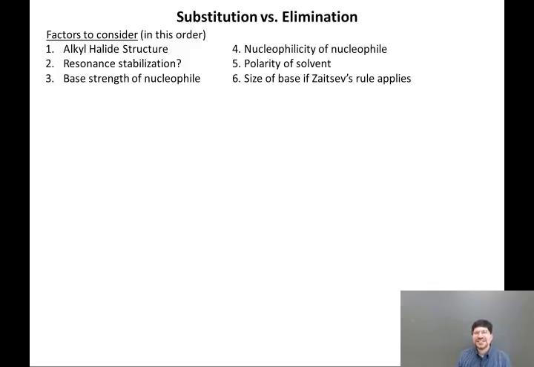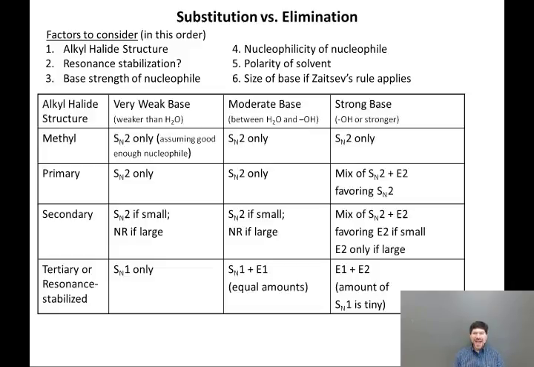So looking at this list of factors, you will basically see most of the last set of lessons all coming together in one problem type. So now I'm going to give you the master table that tells you what happens under each of the most important set of conditions. And what I've done is I put alkyl halide structure as the row headings, and then base strength as the column headings.